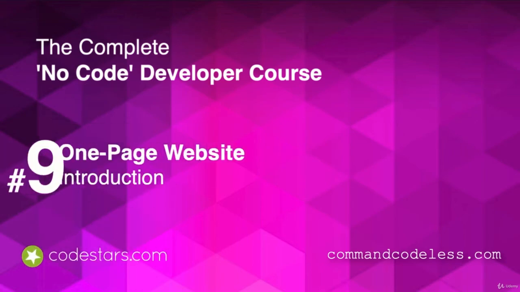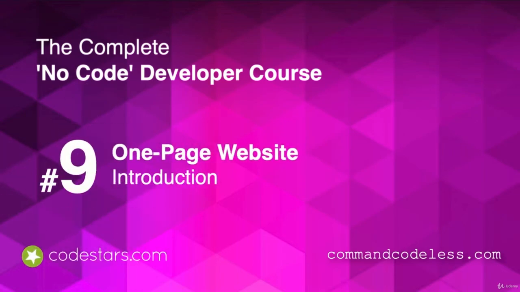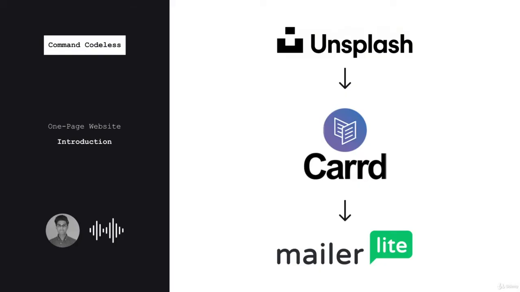In this section, we'll be converting our Figma design into a one-page website using Card. Functionality-wise, we'll predominantly be using Card to create our one-page newsletter website. We'll also be using Unsplash for images and MailerLite for email marketing.